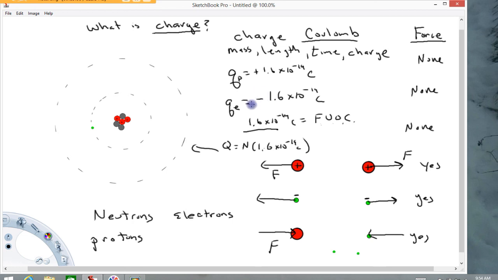So the proton carries this charge, the electron carries this charge, and we say that the charge on a neutron is 0, and actually its name is derived from this concept. So I hope this video helps demonstrate what charge is.